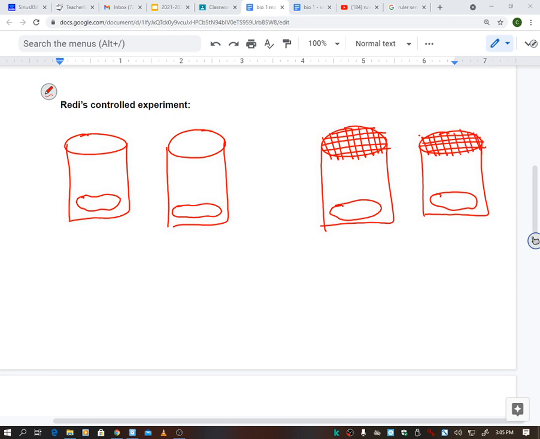He let them sit out. And guess where the maggots appeared? The maggots appeared right here. Okay, so maggots. And then of course these were closed up, so no maggots. So he was like, see, maggots come from flies. But there's a big problem with that. It's like, what if something other than a fly got into that container? So we had some scientists that were kind of back and forth with it, but we're going to see the whole thing play out.